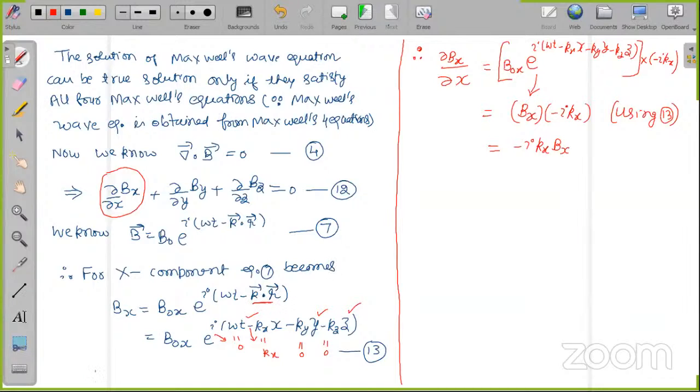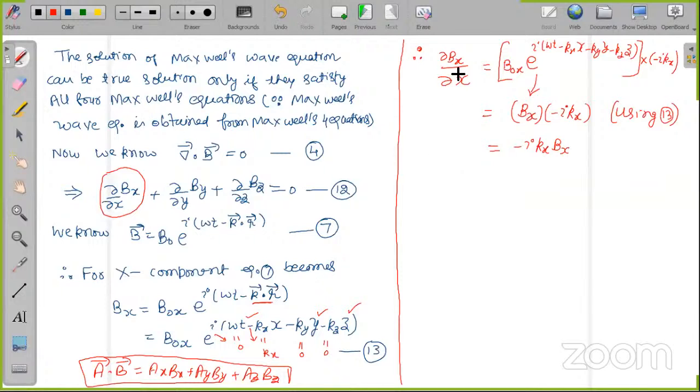What is a dot b? Please tell me what is a vector dot b vector. It is ax bx plus ay by plus az bz. You know this or not? Yes, sir, we know. If you know this, then there should be no problem understanding this. I have already given you the values of k and r on the previous page. Sir, r is the position vector. Yes, r is the position vector of that point where the electromagnetic wave photon is traveling. Is it okay? Yes, sir.